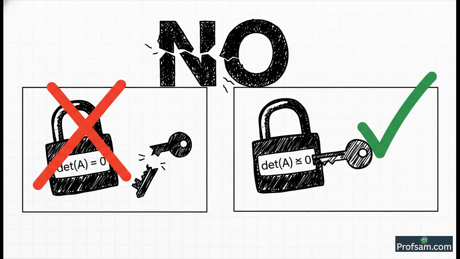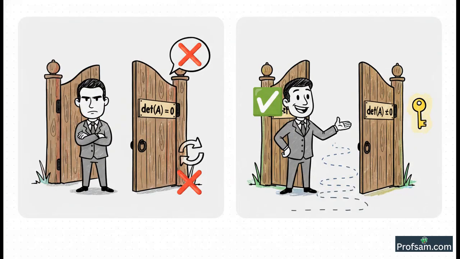Game over. So, the determinant gatekeeper gives one of 2 verdicts. If the determinant of A is 0, we call the matrix singular. This means there's no unique solution, so no undo button exists for it. But if the determinant of A is not 0, the matrix is non-singular and we get the green light. We can go ahead and create our unlock code.